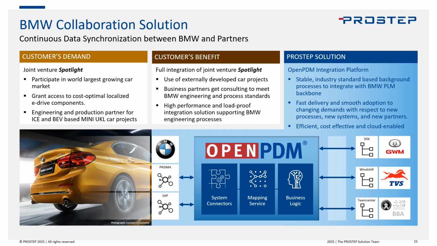And finally, let's talk about a collaboration solution. So this one at BMW is really a suite of different collaboration solutions that utilize OpenPDM in order to synchronize data from their internal PDM system Prisma with design and engineering data, as well as SAP. So utilizing OpenPDM, we can synchronize that data to some of their joint ventures like BBA and partners as well in order to be able to have a bi-directional synchronization that's very high performance.